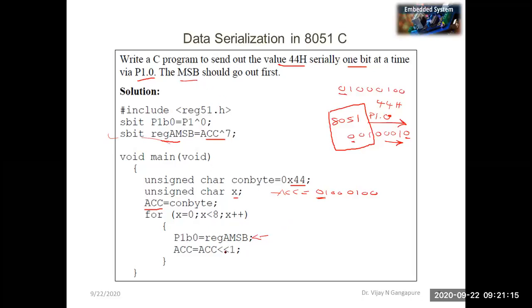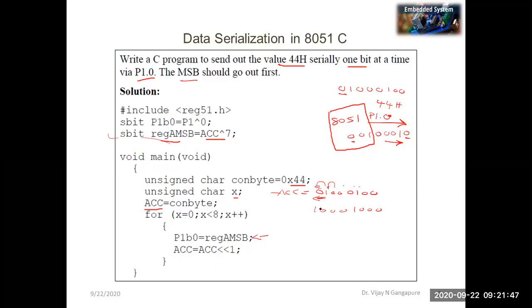Now next, ACC will be equal to ACC left shift by 1. Means the data in the accumulator will be shifted left by 1 position and that will again get assigned to ACC. Now if this gets shifted to the left by 1 position, the new data will be 10001000. So this 1 will get shifted here, this 0 will get shifted here, and so on.